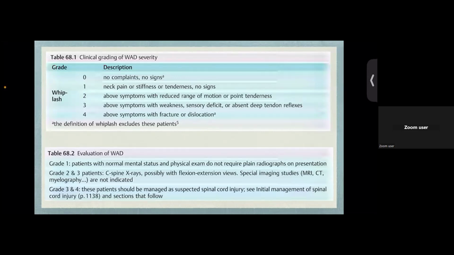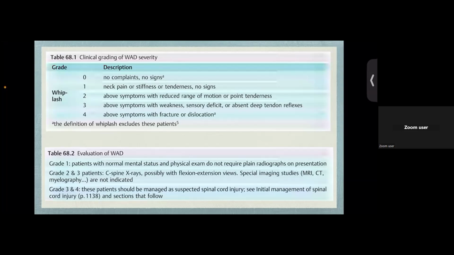And then from 2 onwards, you have symptoms along with some type of clinical signs: some reduced range of motion, tenderness, sensory deficits, absent reflexes. And then in evaluating, grade 1 patients with normal mental status and a physical exam do not require plain radiographs on presentation. If they are grade 2 and 3, then we should do C-spine x-rays, possibly with flexion extension views.